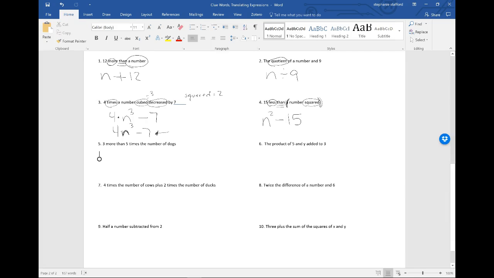Okay, go ahead and see if you can pause and figure out 5 through 10. Take some time, see how far you can get or what you can solve, and then go ahead and play it, and then you can come back and listen to the explanations.